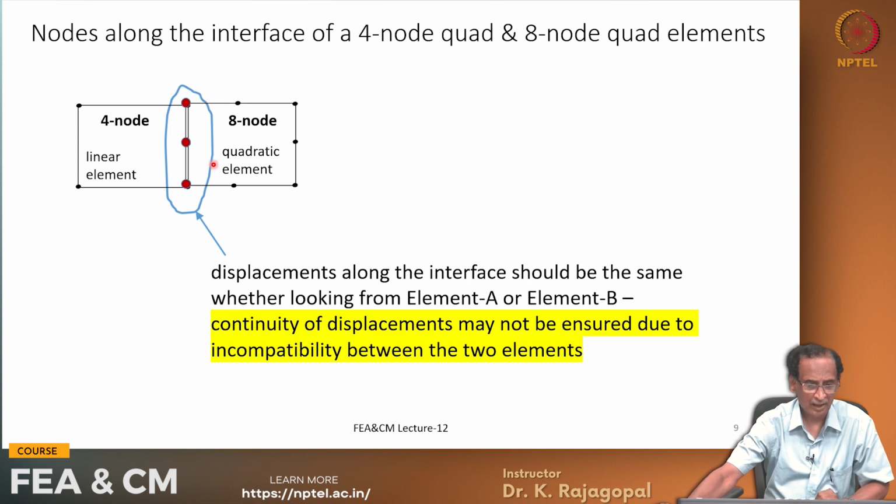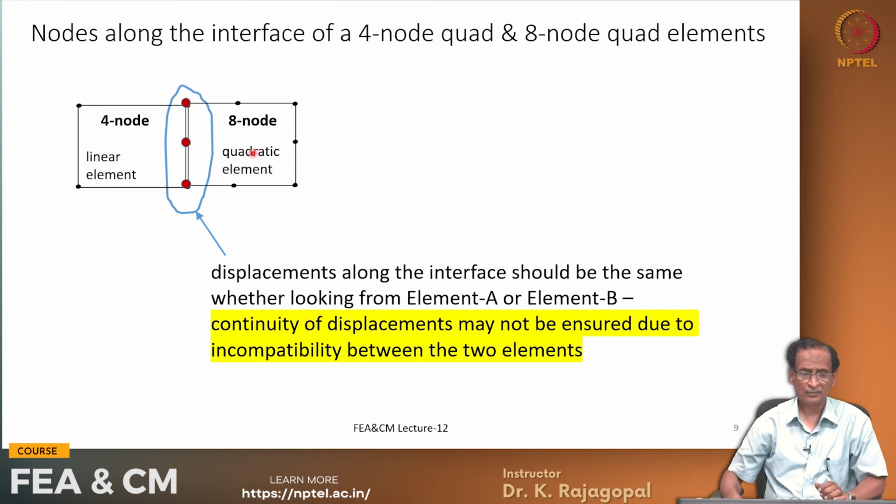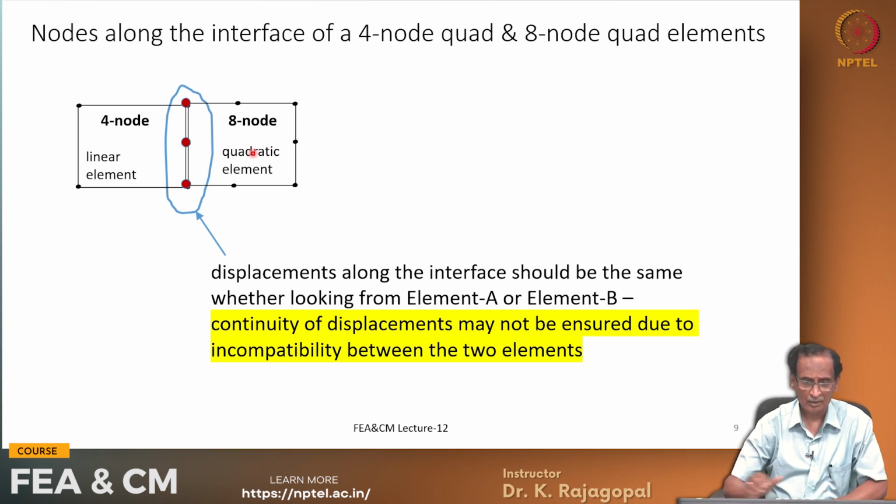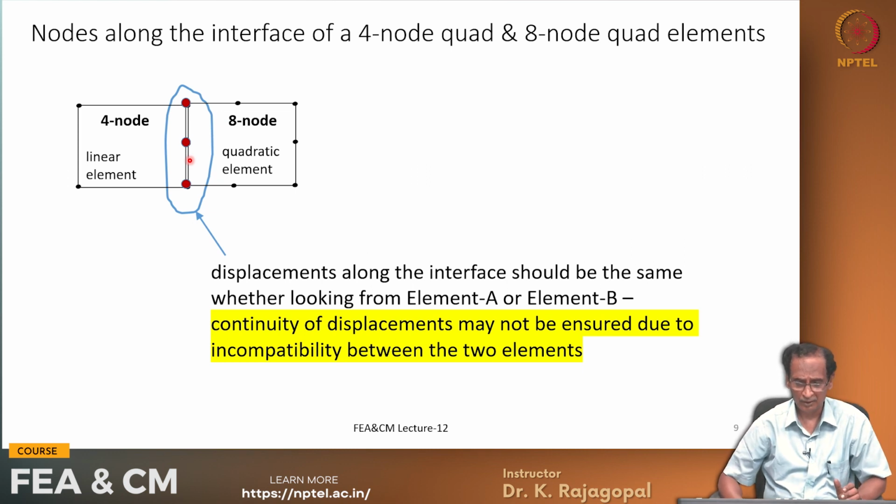And so the displacement that we predict from the 4-node element may not match the displacements that we get from the 8-node element, because one is a linear function of displacements and the other is a quadratic function of displacements. So, we will not be able to maintain the continuity, or we call it incompatibility between the 2 elements.